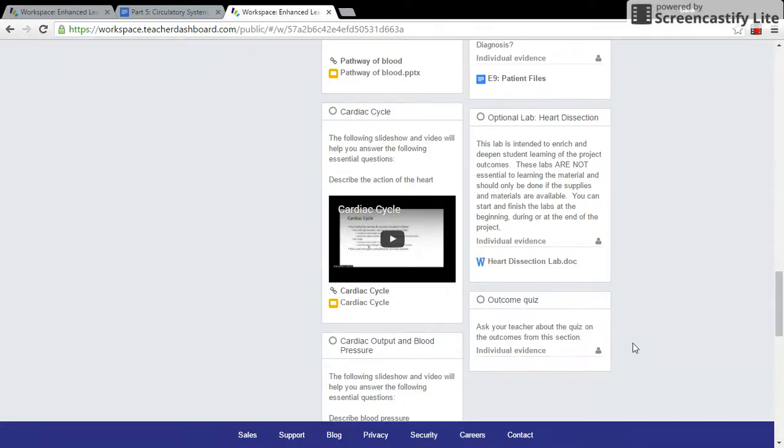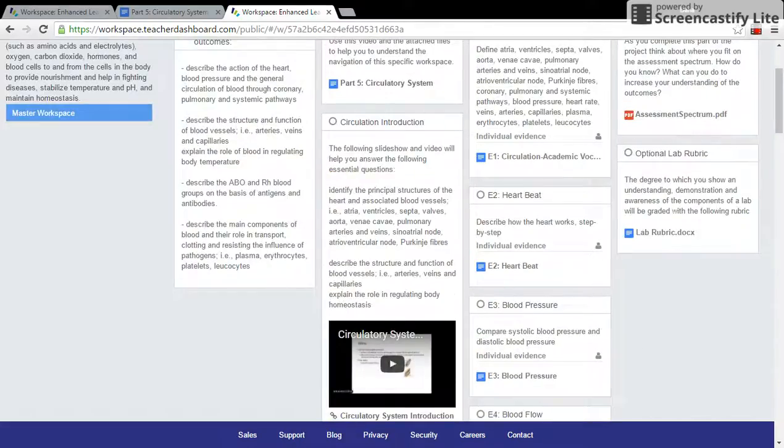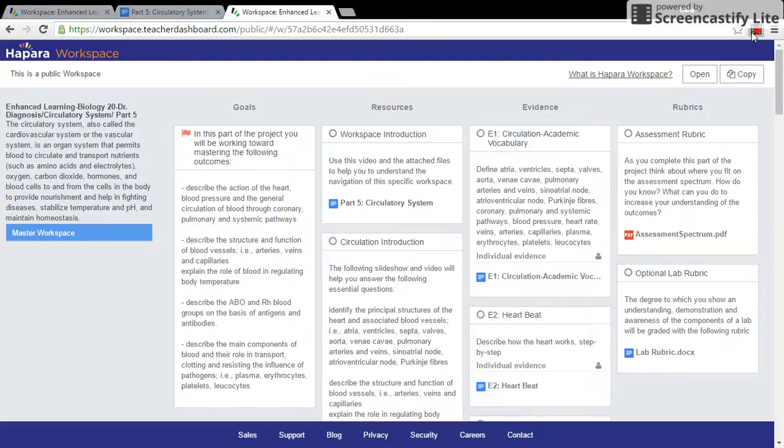There's also an outcome quiz that you need to make sure you're getting organized for. There's that optional lab rubric and an assessment rubric, always checking back. Where do I fit? Where do I belong? How can this all fit in with my final product? How can I start tying this all together? Because we're getting close to the end.